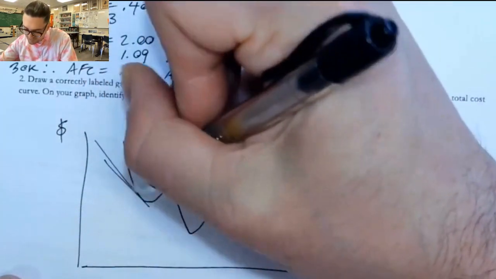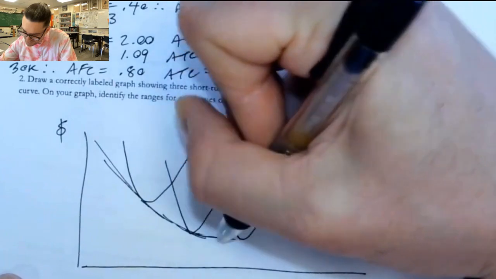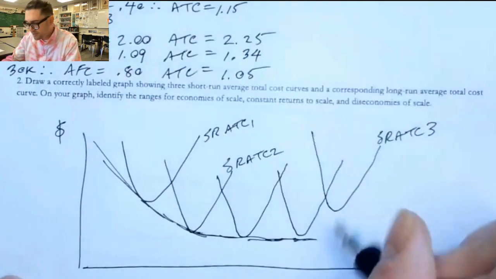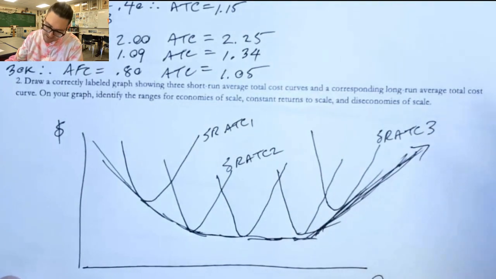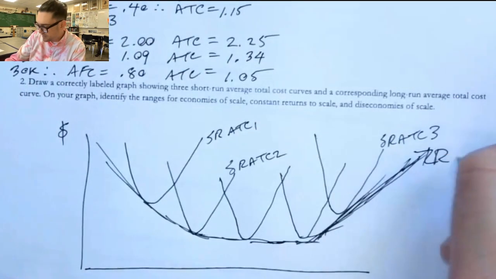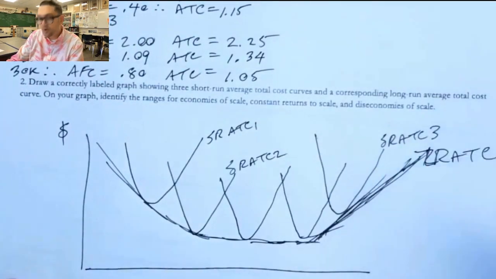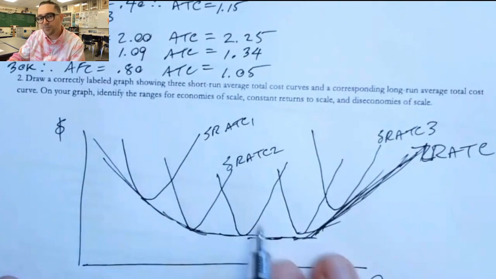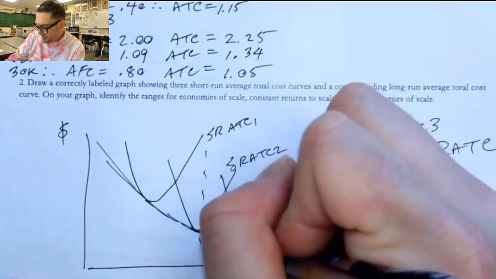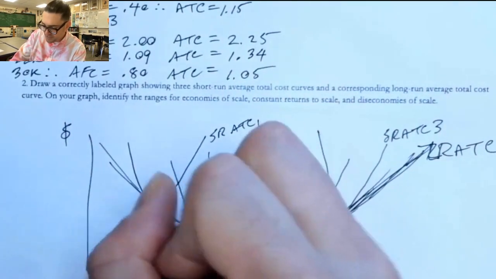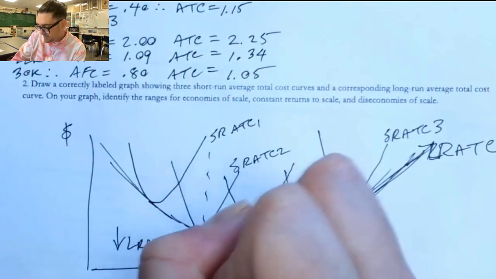What we're going to do is connect these points and flatten it out in the middle, and then it's going to start to come back up again eventually as well, right? So that's our LRATC, our long run ATC, and it's formed through the minimum points of these short run average total cost curves.